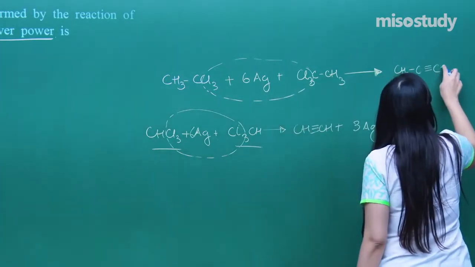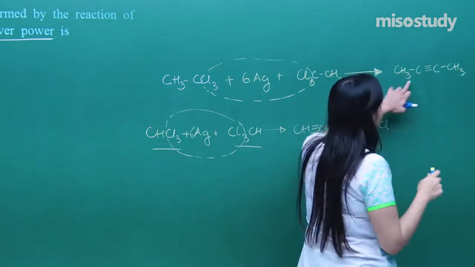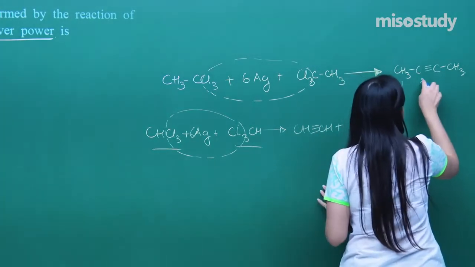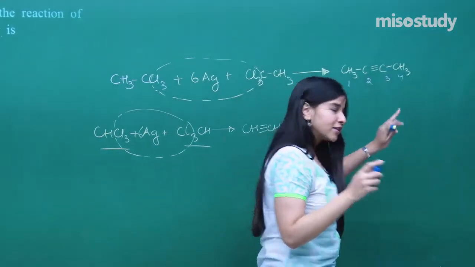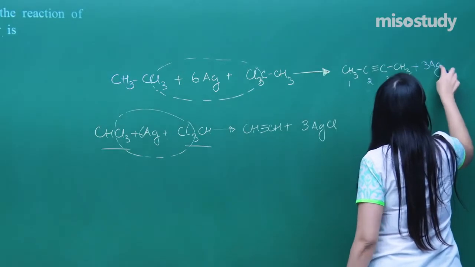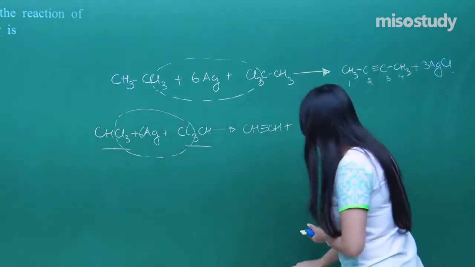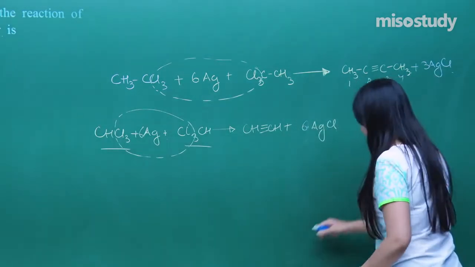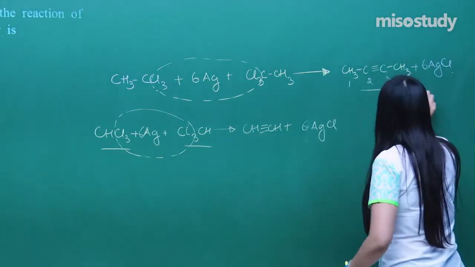triple bond, again an alkyne, but this time what kind of an alkyne? It's but-2-yne. That is what we are getting here. 1, 2, 3, 4. That means but-2-yne. That is what we are getting, plus 3 AgCl. Okay, let me just make it 6 over here. In total we are getting 6 AgCl. So that is the complete reaction what we are getting.